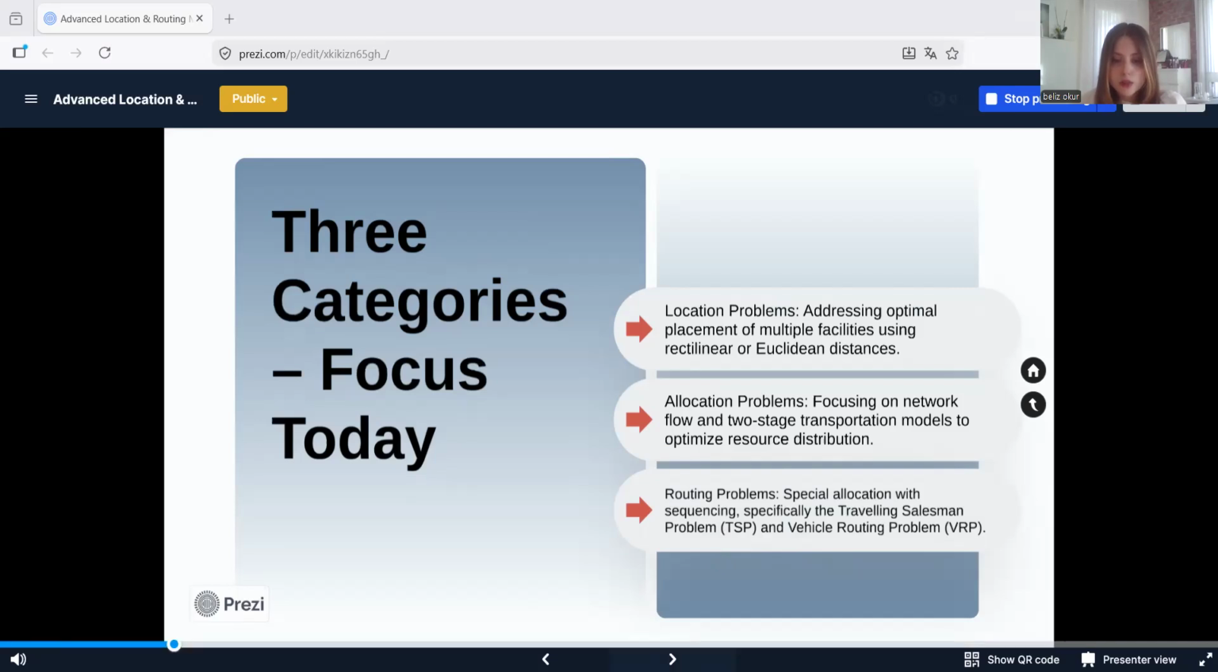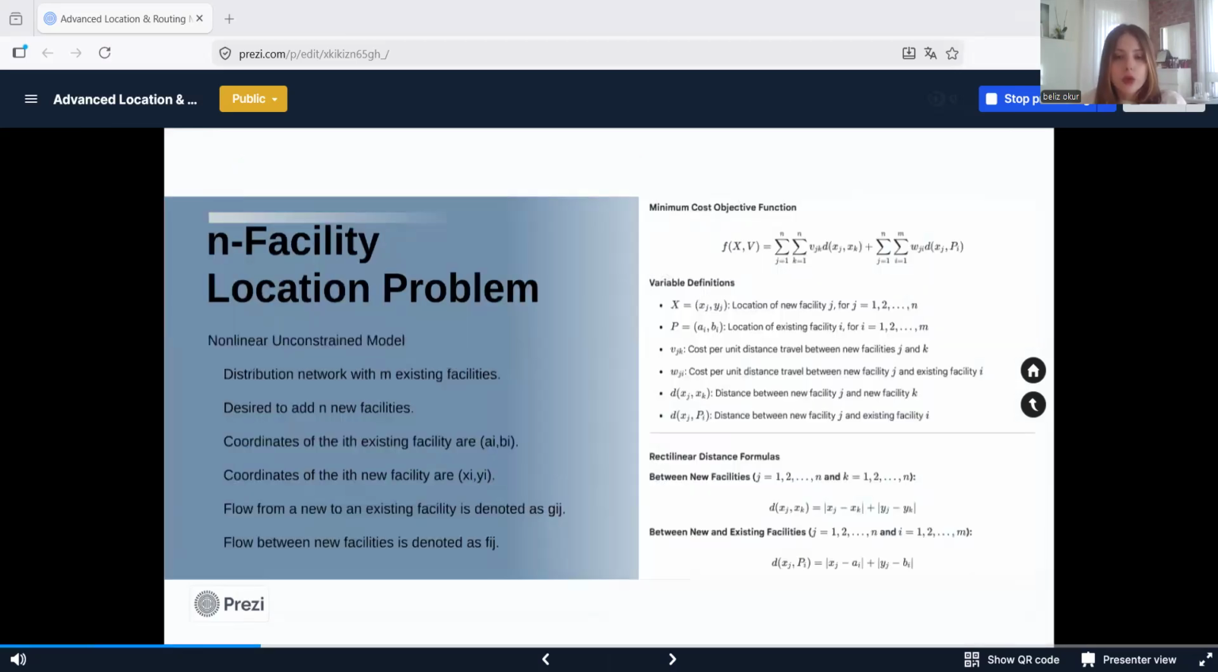Let's start with location. This is called the multi-facility location problem. Imagine you have a distribution network with some existing facilities. We call them N. Now you want to add several new facilities. We call them M. To find the total cost, we must calculate two things: the distance from the new buildings to the old buildings, and the distance between the new buildings themselves. They all interact with each other.